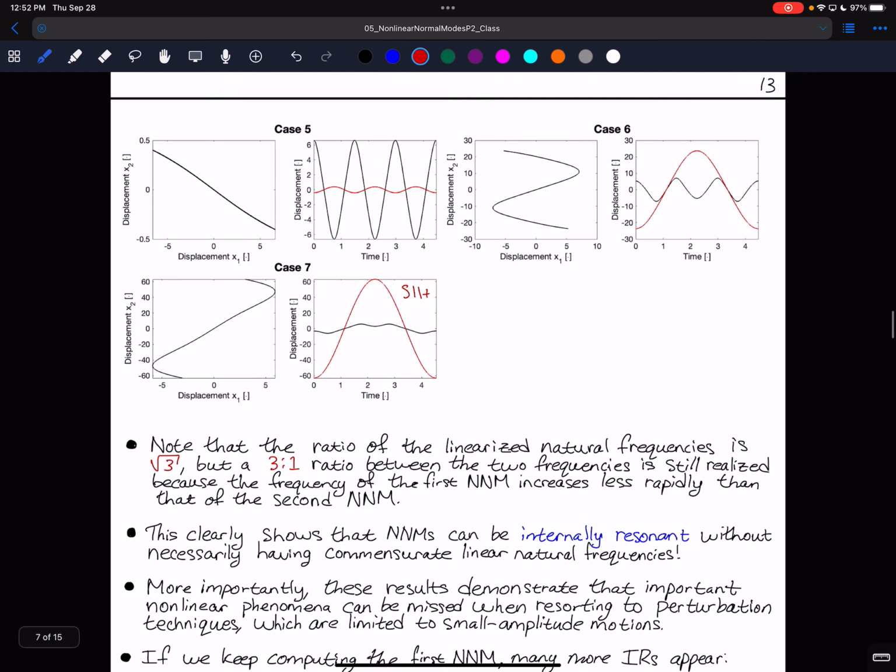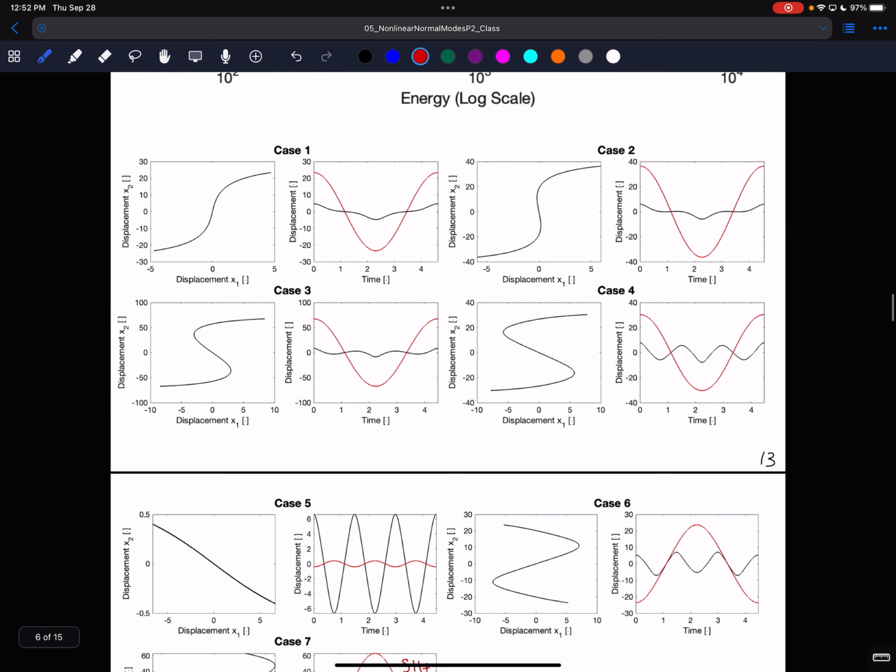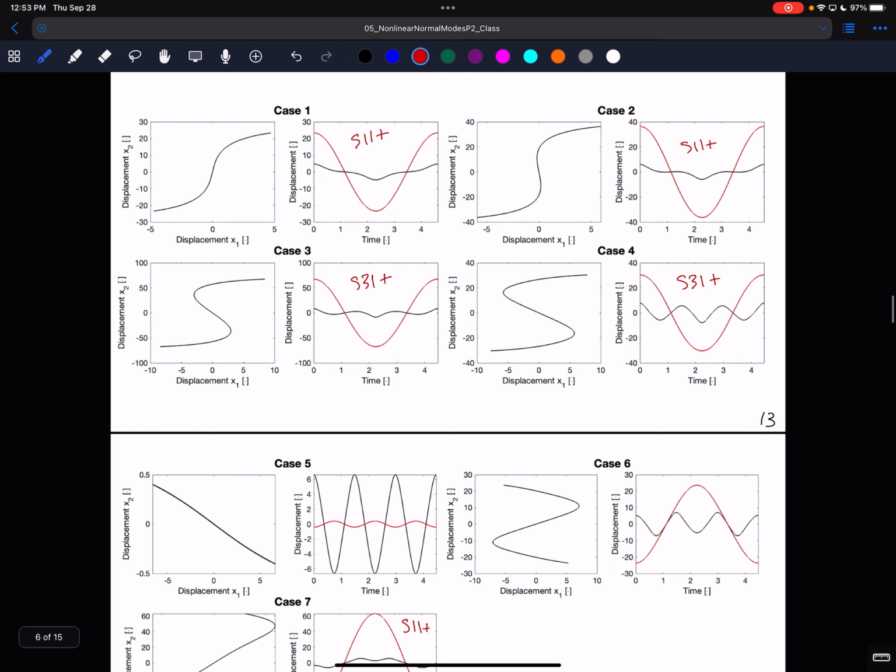Okay, when we get back to this, I missed something, so let's label these. In case 1, we're still on S11 plus. In case 2, we're still S11 plus. In case 3, we're on S31 plus. I'll add the plus here because these are in phase. By in phase I really mean they start with the same sign and they end with the same sign. We're still on S31 plus. And since they're oscillating at different frequencies, in phase and out of phase don't necessarily make sense. That's really why you don't typically see it.